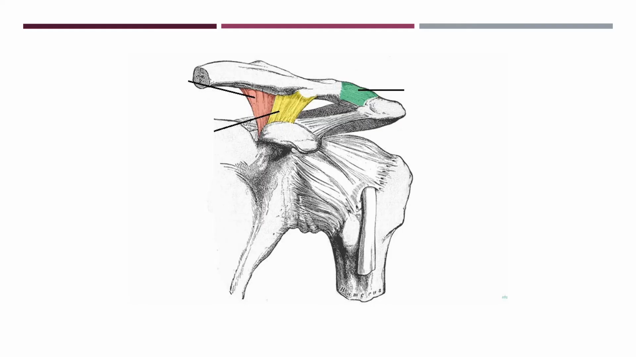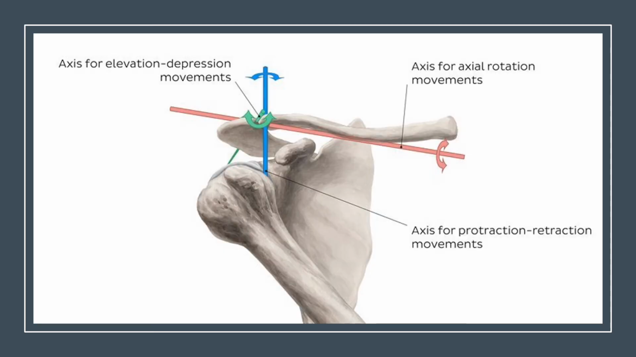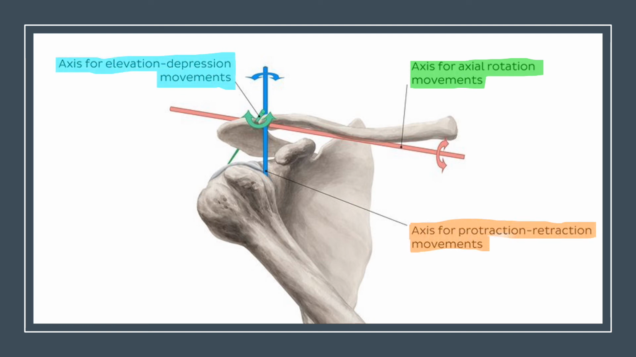The coracoclavicular ligament consists of the conoid and trapezoid ligaments. These ligaments suspend the weight of the upper limb from the clavicle. The AC joint allows for axial rotation, axial elevation and depression, and axial protraction and retraction. As no muscles act directly on the joint, all movement is passive and is initiated by movements at other joints.